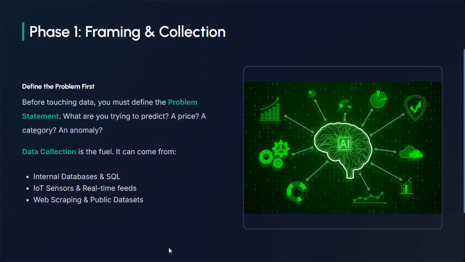So, phase one: framing the problem statement and data collection. Every project starts with a question. For example, can we detect fake bank transactions? Can we predict house prices? Once we know the goal, we collect the required data. This data can come from databases, websites, mobile apps, sensors, or cloud storage. Remember, a machine learning model is only as good as the data it receives.